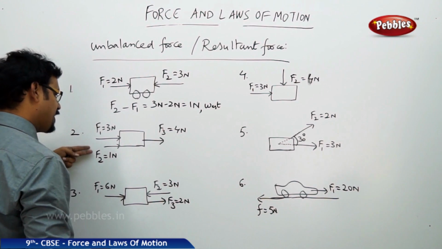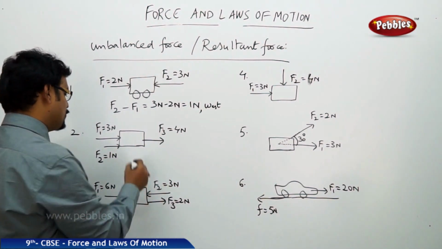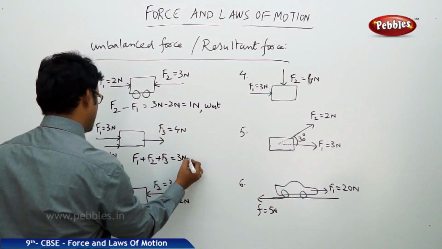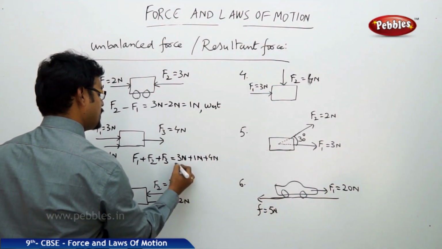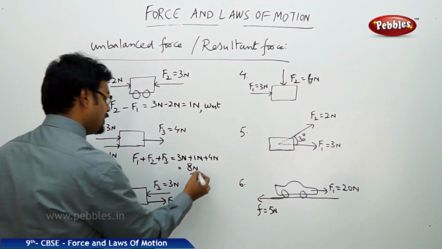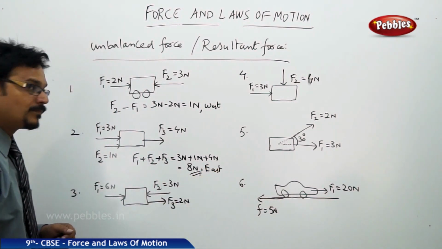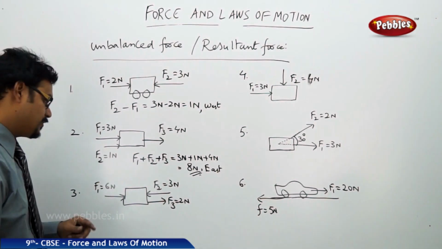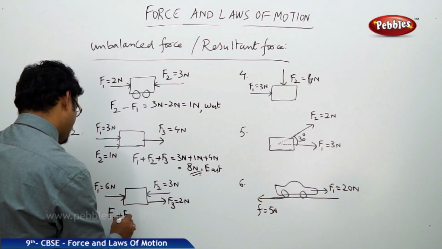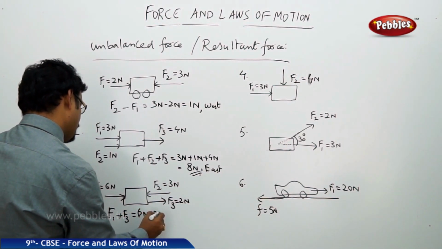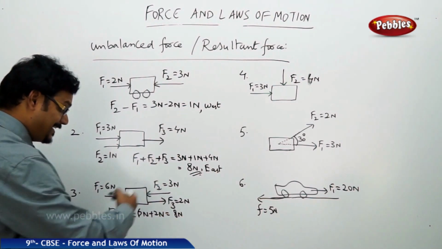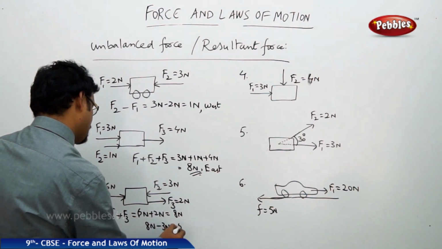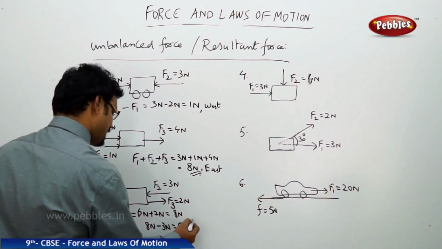See the second one. The two forces F1, F2 act in the same direction, and F3 is also in the same direction. So the resultant force is F1 plus F2 plus F3, because all three are in the same direction. So 3 newtons plus 1 newton plus 4 newtons, the answer is 8 newtons towards east. Now the third one. F1 and F3 are in the same direction but F2 is in the opposite direction. So you take F1 plus F3, 6 newtons plus 2 newtons, which is 8 newtons towards the east side, but 3 newtons to the left side. So 8 newtons minus 3 newtons is 5 newtons towards east.